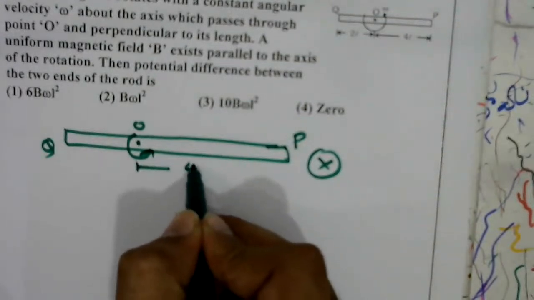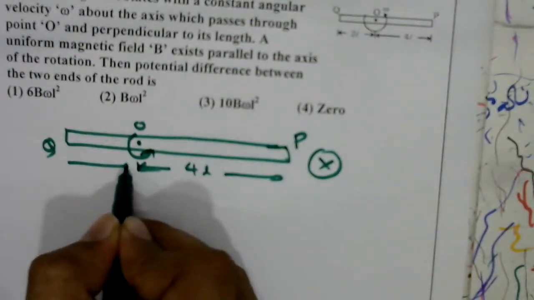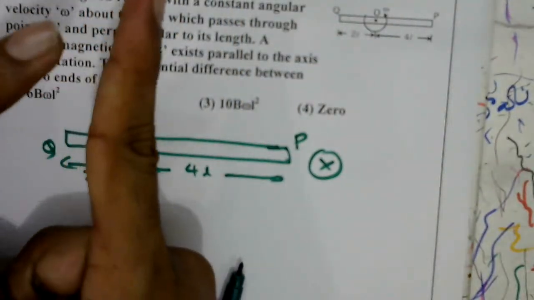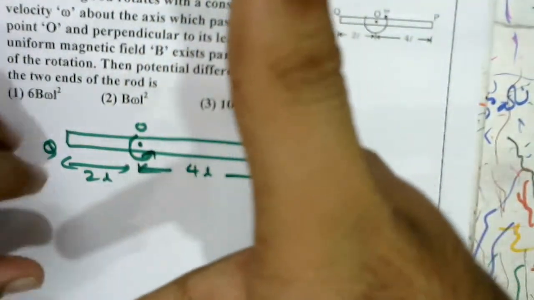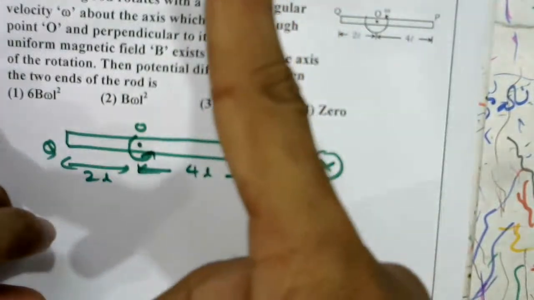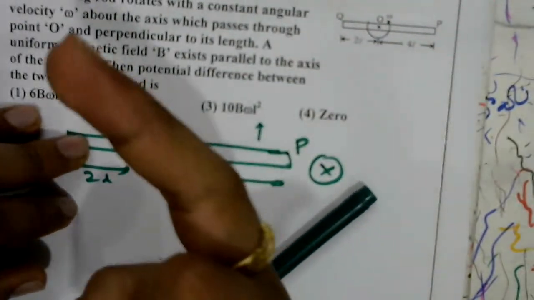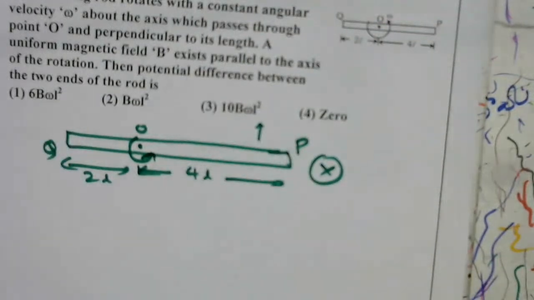From here to here it is 4L, and from here to here it is 2L. In the right hand rule, the forefinger indicates the direction of the magnetic field, the thumb indicates motion, and the middle finger indicates the direction of current. Here the field is into the plane of the paper, so I kept this finger here. The thumb is in this direction, in which it is moving, and the middle finger indicates the direction of current. That is the induced current.